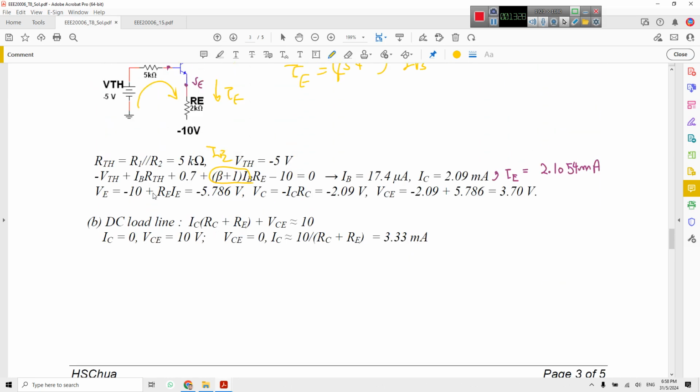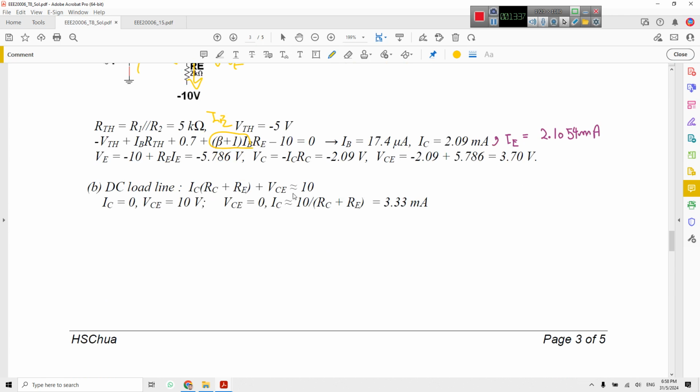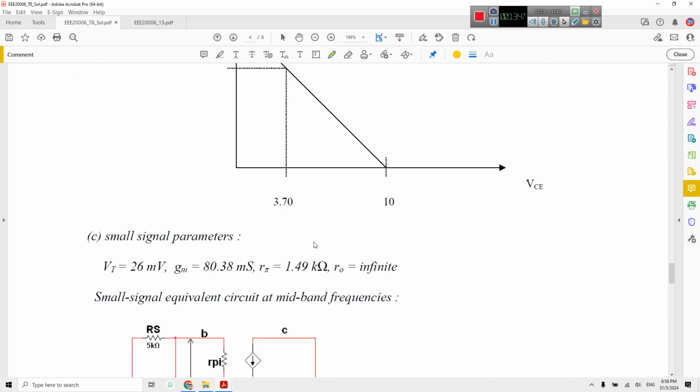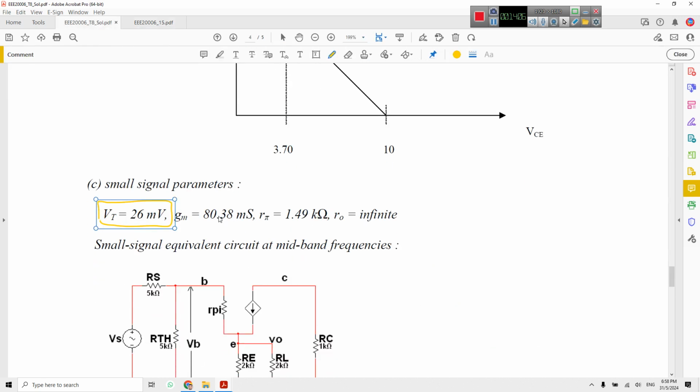The DC line: for the DC line again you have to write down an equation from here to here, and then set IC equal to 0 and VCE equal to VCC, and find the values, and these are the points. Then for the small signal, GM, VT is given here as 26 millivolt, GM as mentioned here again is IC over VT, and R pi is VT over IB or beta over GM, up to you. So you can calculate both values.